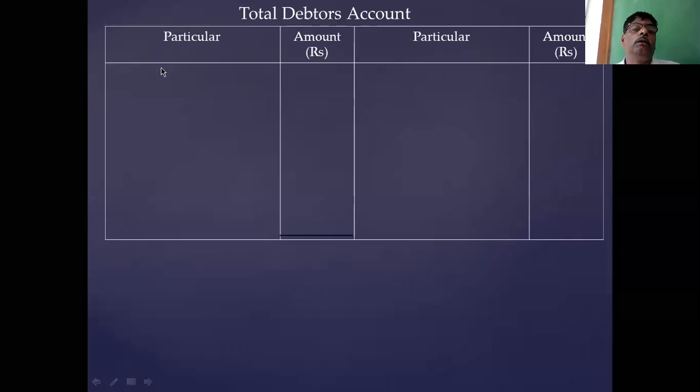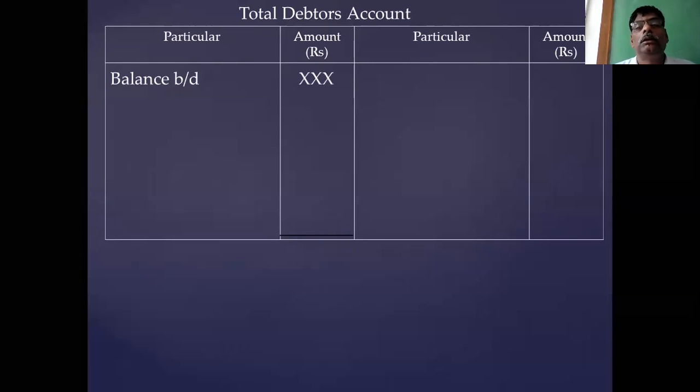Okay. And you see the format of the debtors account. Particulars, amount. On the debit side, the debtors account starts with a debit balance. You write 'To balance brought down', or you may write directly 'balance brought down'. It is the opening balance. This balance comes from the opening statement of affairs. Remember, this is from the opening statement of affairs.